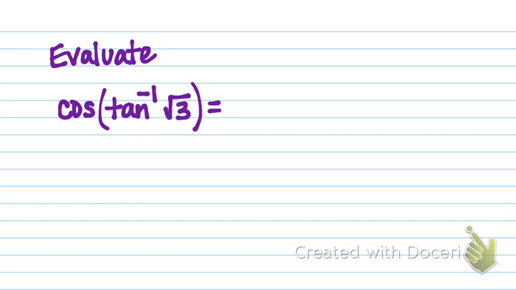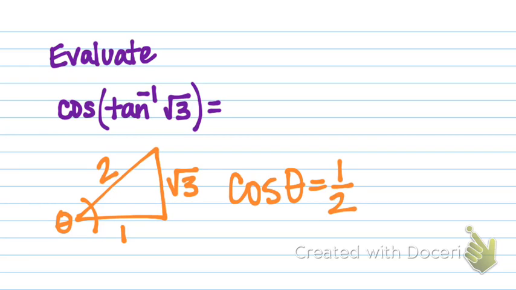Okay, next problem says cosine of tangent inverse of the square root of 3. So this is like the triangle problems that we did from section 7. So I would start by drawing a triangle and labeling the parts that you're given.